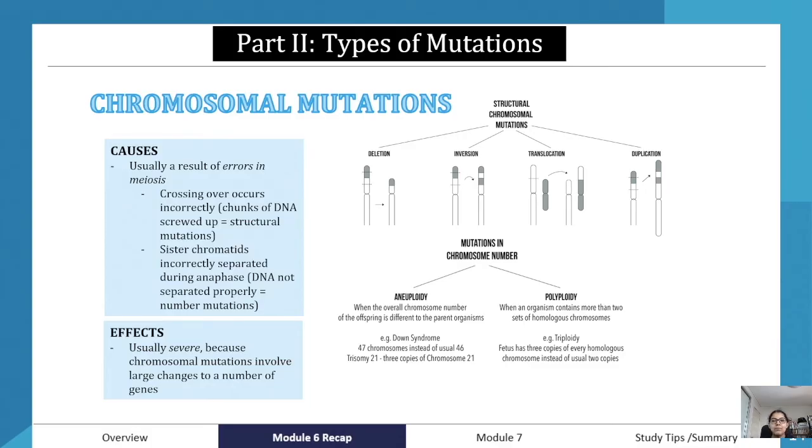So, for example, in Down syndrome, the individual has 47 chromosomes instead of the usual 46, and that is because they have 3 copies of chromosome number 21. So that's aneuploidy. Then we've got polyploidy, which is when an organism contains more than 2 sets of homologous chromosomes. For example, triploidy is a condition in which the fetus has 3 copies of every homologous chromosome instead of 2 copies. And that is obviously going to have a severe effect on a large number of genes.